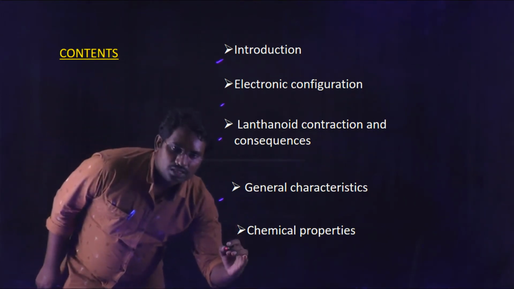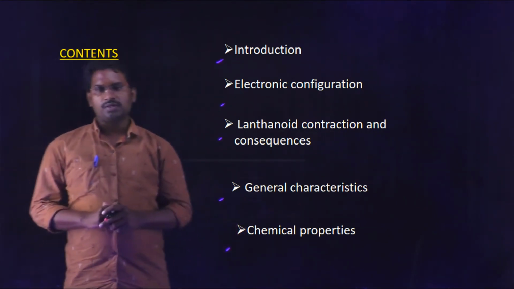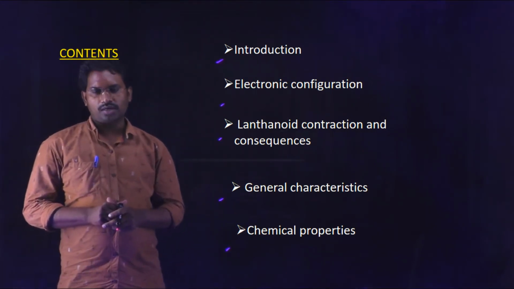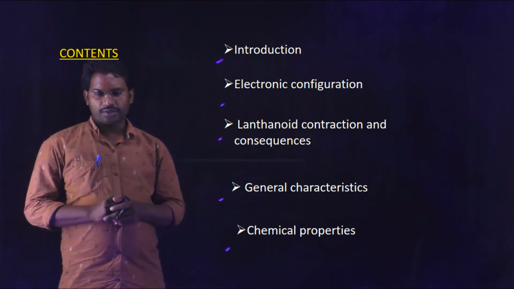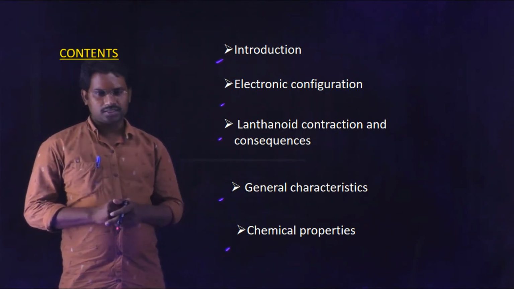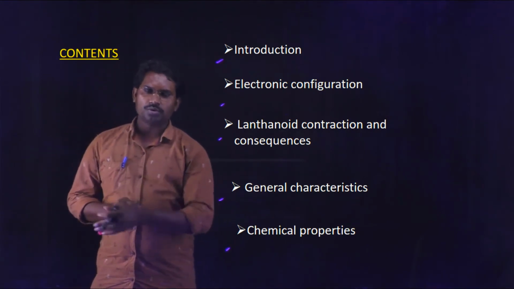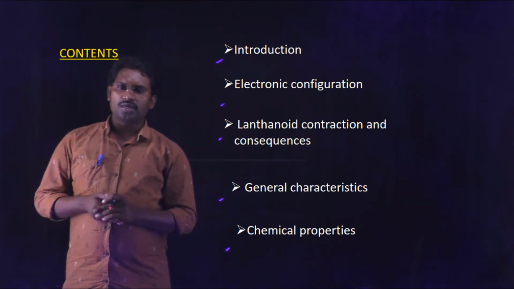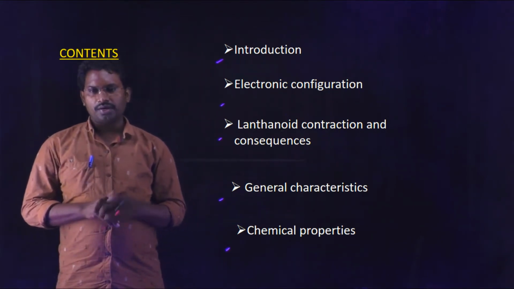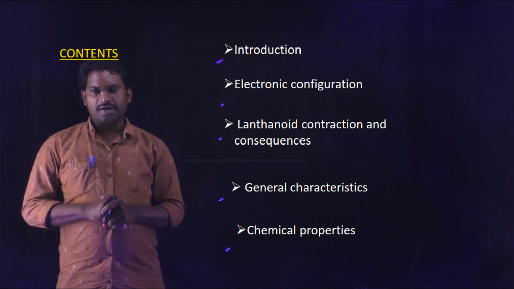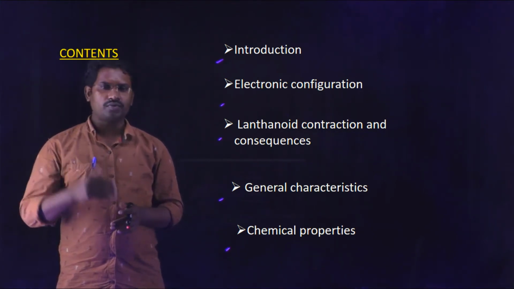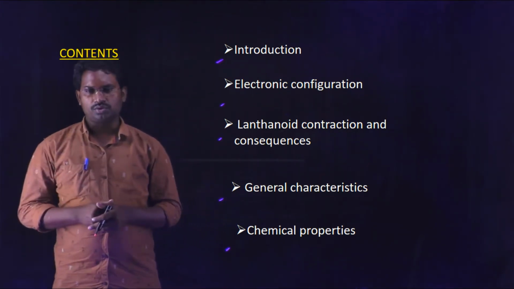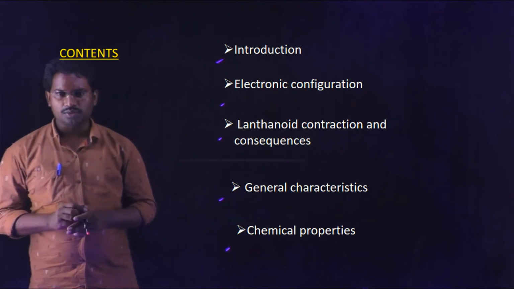And finally, chemical properties. These lanthanoids react with oxygen, water, carbon, nitrogen, sulfur, and some of the acids. And finally, some uses of these lanthanoids, especially misch metal, which is used for making shells and lighter flints, etc. The oxides of lanthanoids can also be used in television screens. So these are all the contents present in this video.